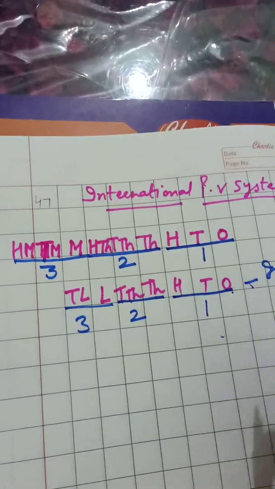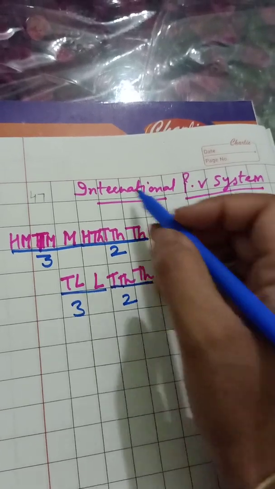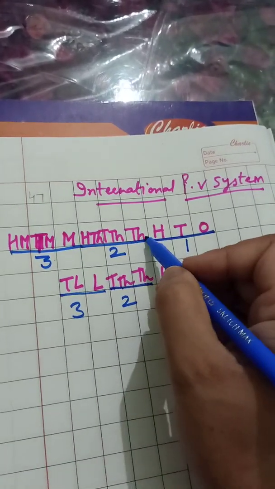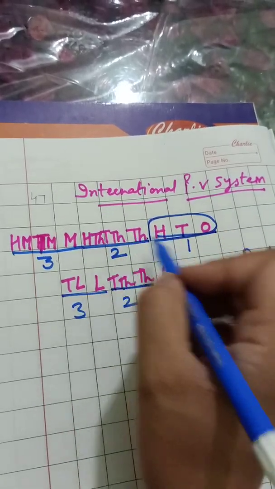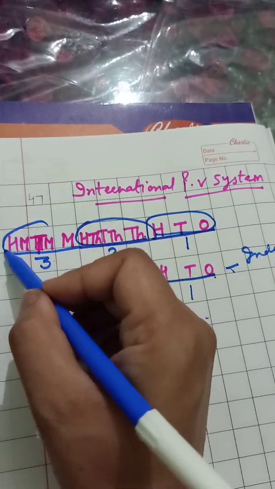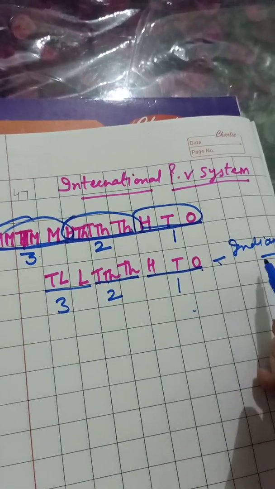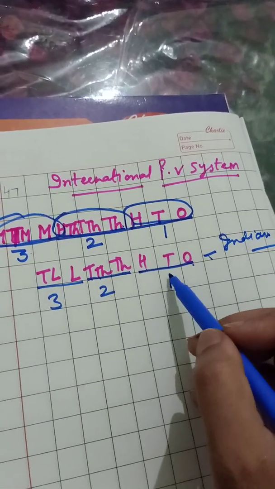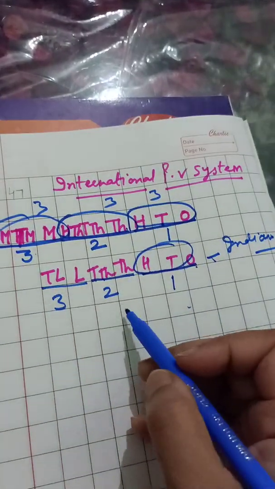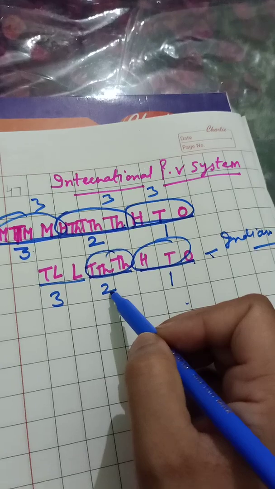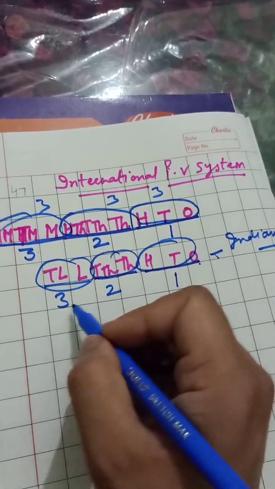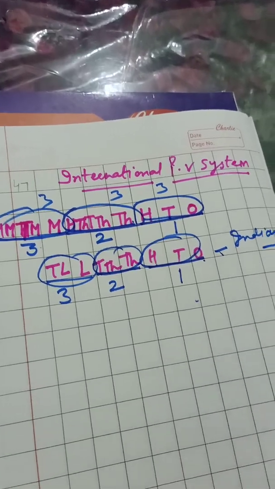You can learn it in this way also. The international place value system is 3, 3, 3. It has groups of 3 places: the first group has 3 places, the second group has 3 places, and the third group also has 3 places. In the Indian place value system, the first group has 3 places, the second group has 2 places, and the third group has 2 places. So you can learn it as 3, 2, 2. I hope this is clear to you.